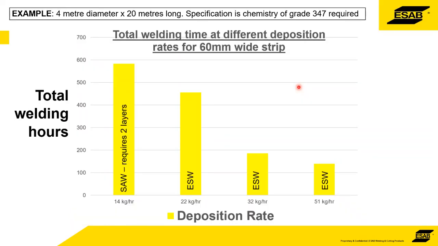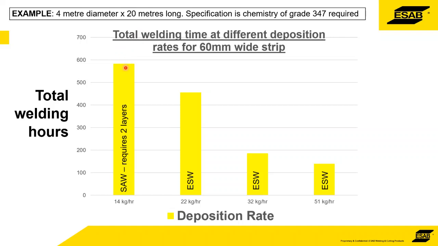In terms of total welding hours, we're talking a 4 meter diameter, 20 meters long vessel. It could be anything, and this is not untypical at all. 4 meter diameter, 20 meters long, and we need this 347 overlay. We're going to use 60 millimeter wide strip, and the total welding hours here, for submerged arc welding, is just for a single layer, so we're nearly up at 600 hours for a single layer.